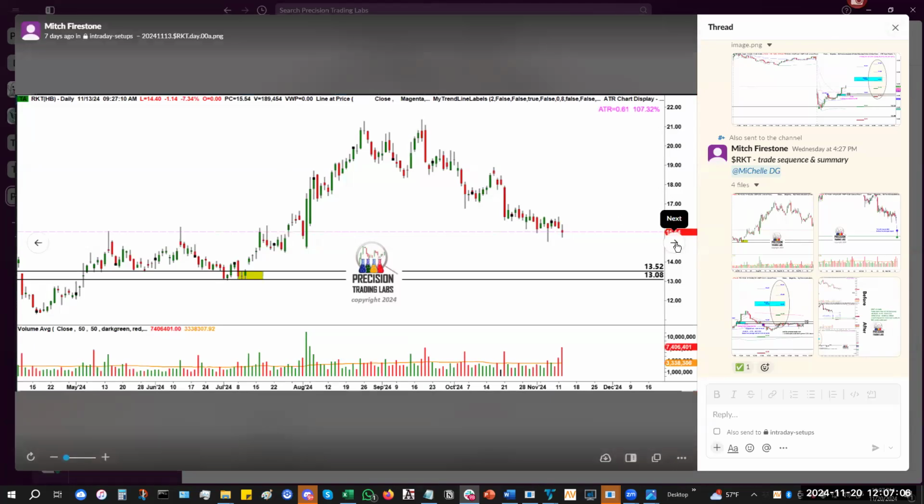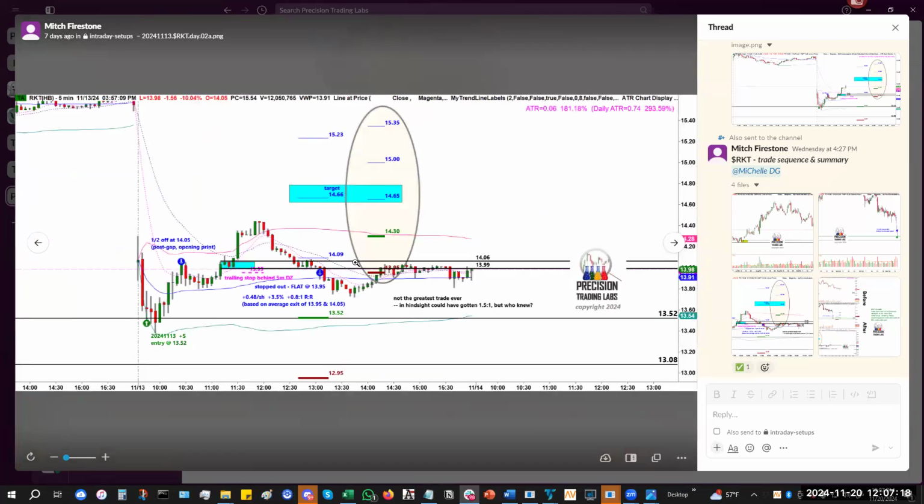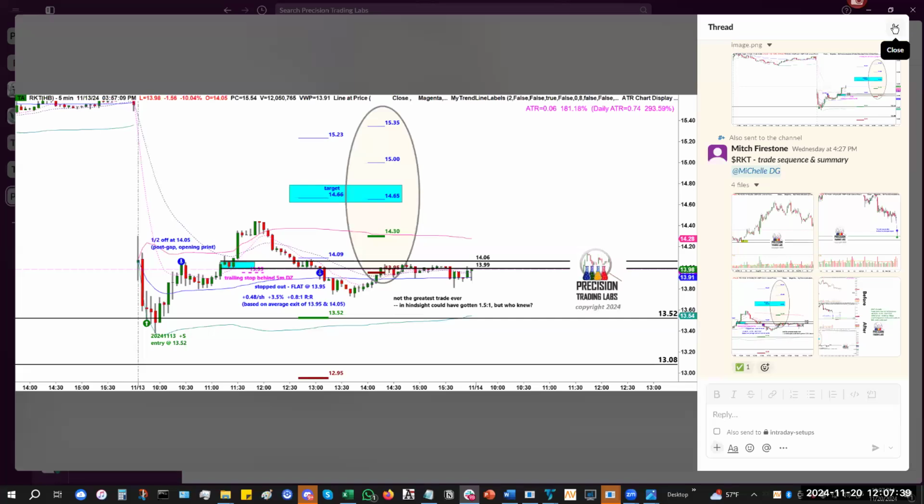Right here, again, here's a setup, and again we got the bounce out of that. A lot of these are intraday trades. We also talk about how we manage these trades. This was an intraday trade that came off of a daily chart, but then we broke it down to a 5-minute chart and took our subscribers through how we managed the trade as it was going on. So that's our intraday channel.